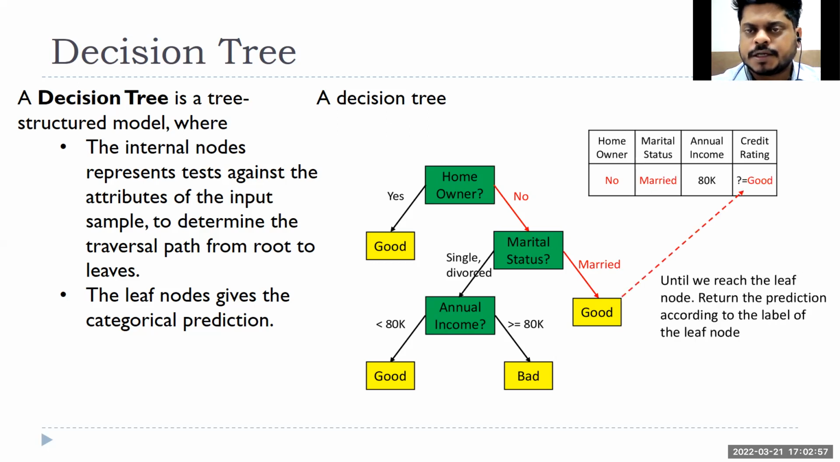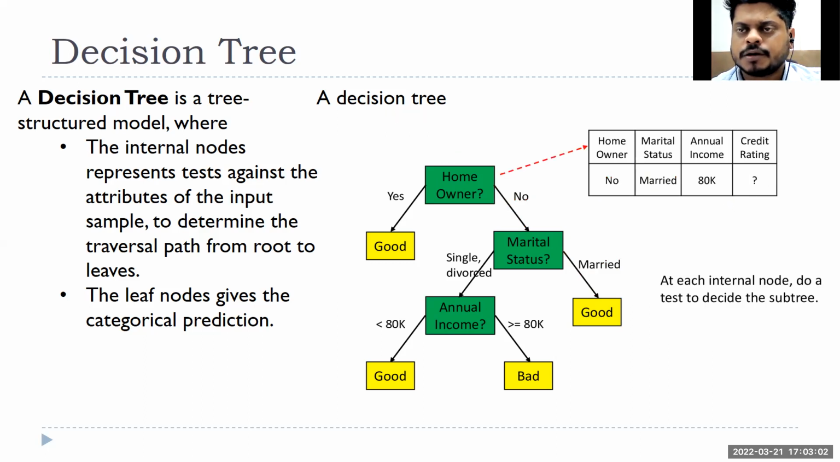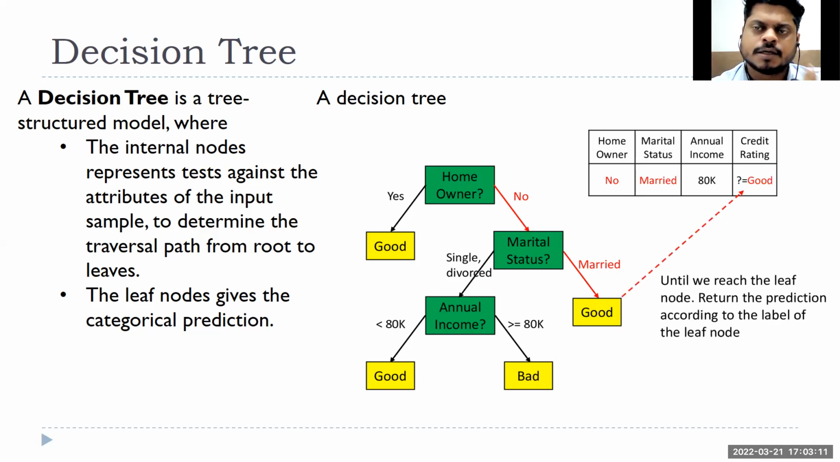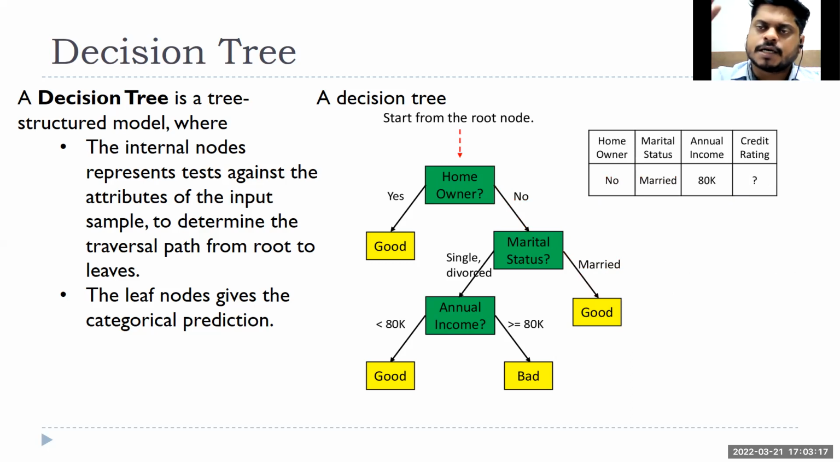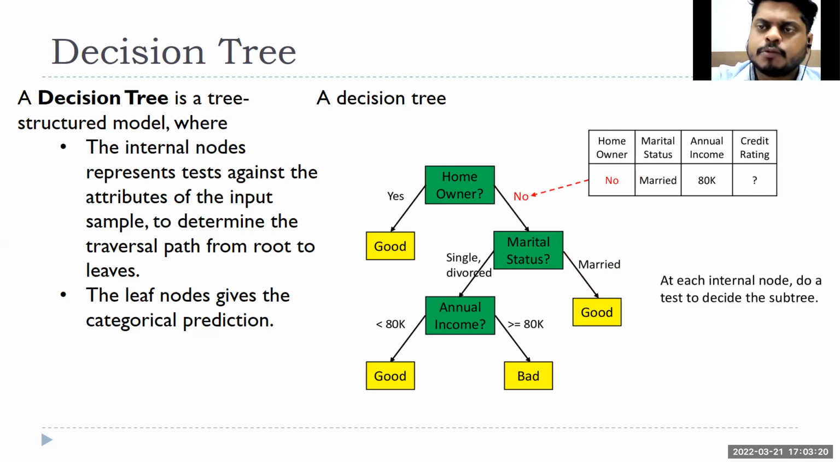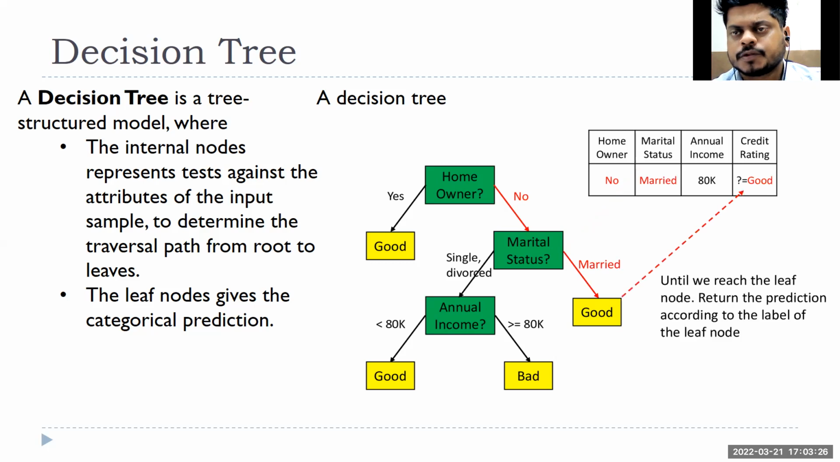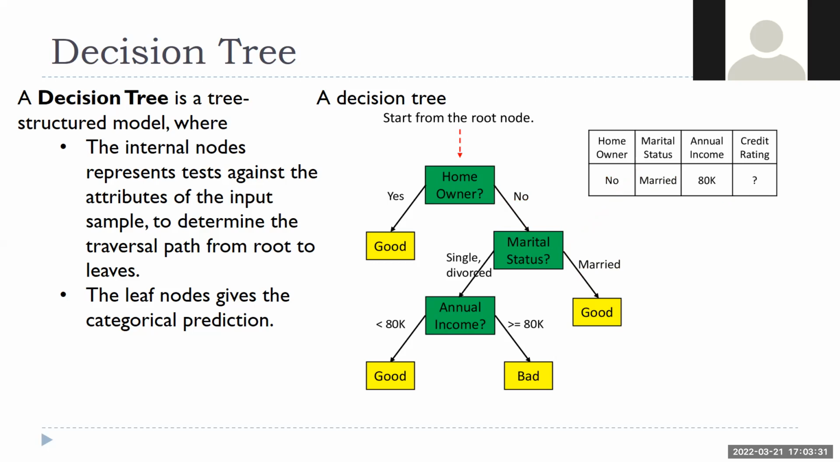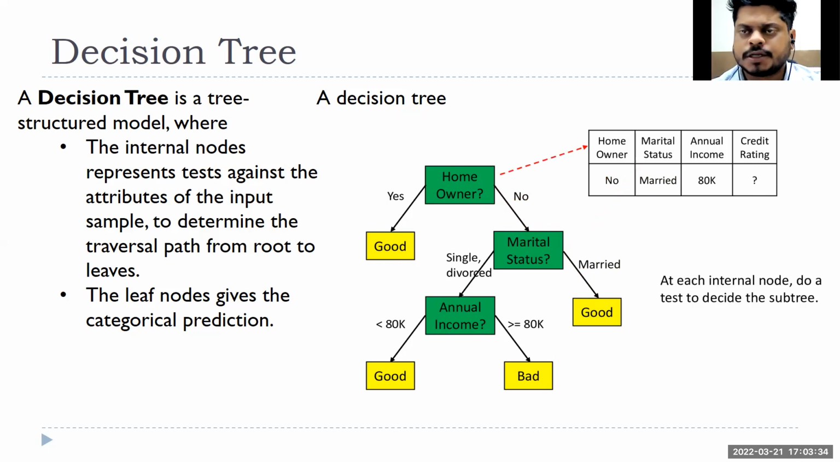So if I just show you this, homeowner. How many parameters have I considered for my model? What I'm predicting is credit rating, good or bad. So that is a classification, right? Somebody who has a good credit rating, or somebody who has a bad credit rating. That is the outcome response variable that I want to predict. What are my predictors? Whether they are a homeowner or not, what is the marital status, whether married or not, and what is their annual income. Three parameters, three variables I have. Which is the most important one?